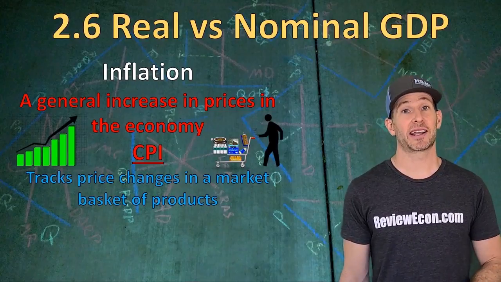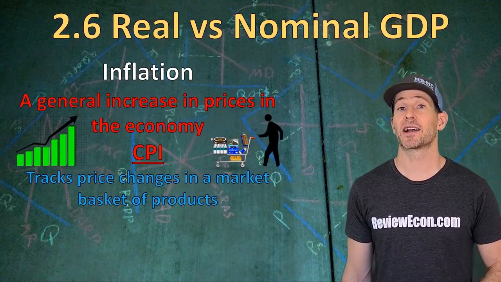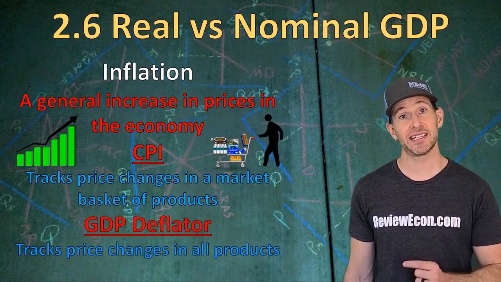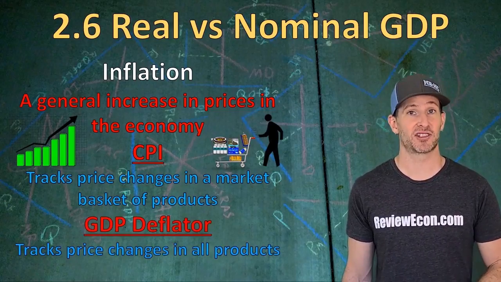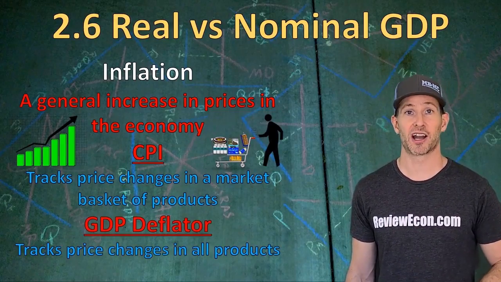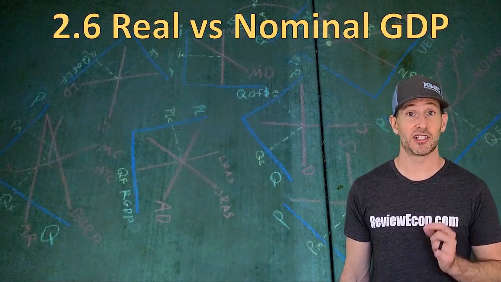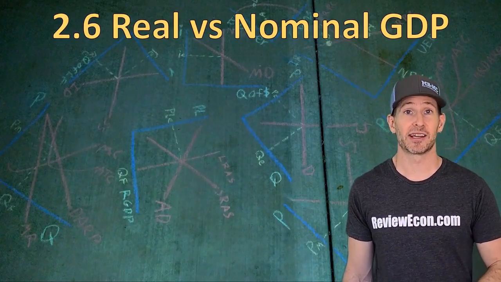The other method of tracking inflation that you need to know on your AP macroeconomics exam is called the GDP deflator. That tracks price changes for all products within an economy. We're going to look at calculating and using a GDP deflator first, and then we'll get to the CPI.